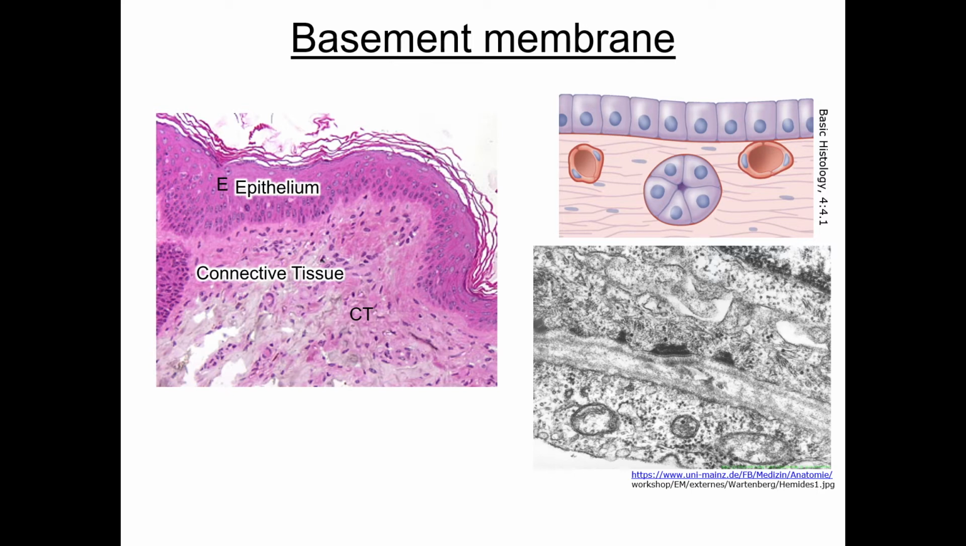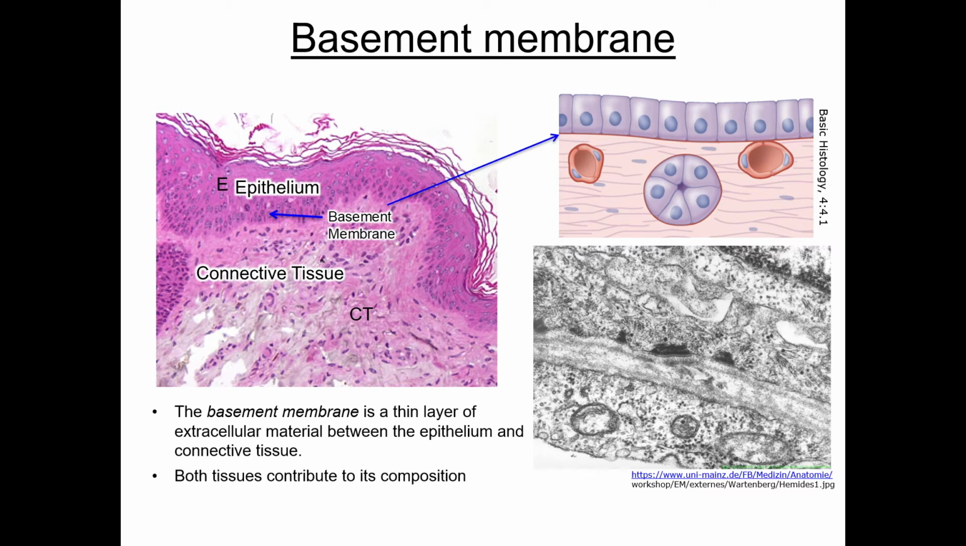Basement membranes are also critical for cell-to-cell interactions, cell migrations, and epithelial repair and regeneration. Thus, disruptions of the basement membrane can have serious consequences for epithelial tissue and organ function. And we'll see some of these consequences in lab and in our team-based learning exercises.